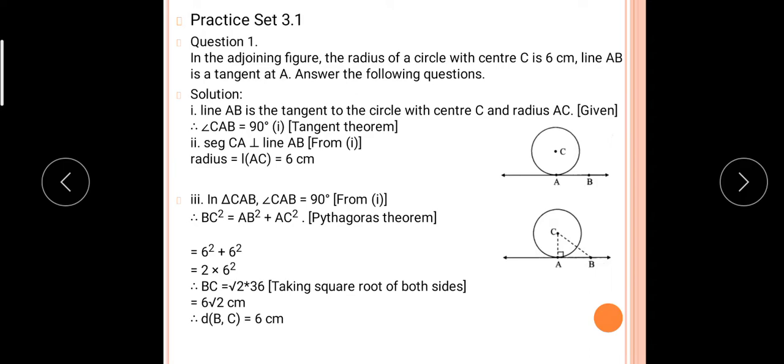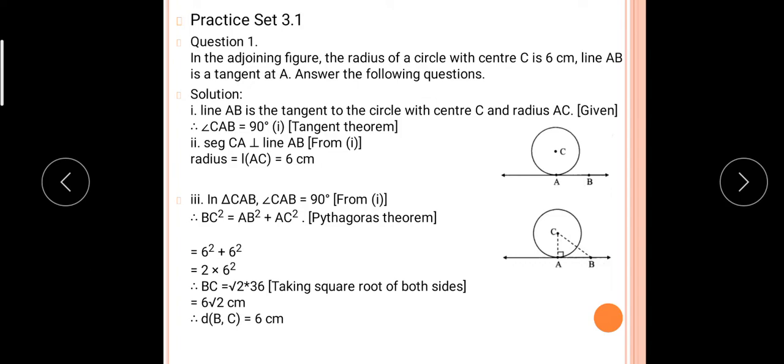Now here it is very simple. It is already given that C is the center of a circle, radius is 6 centimeter, AB is a tangent to the circle. On this basis we have to find out the answers. So if the diagram is drawn in this way, we have to join CA and AB. All of you know that a tangent is always perpendicular to the radius. Now according to the given information, triangle ABC is a right angle triangle.